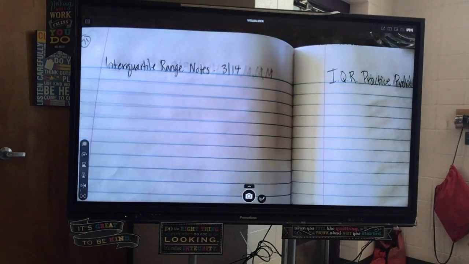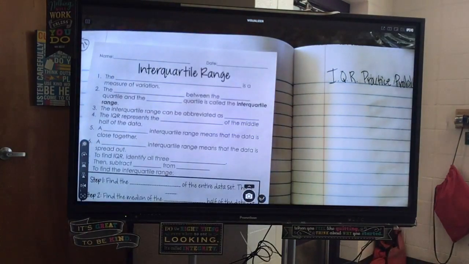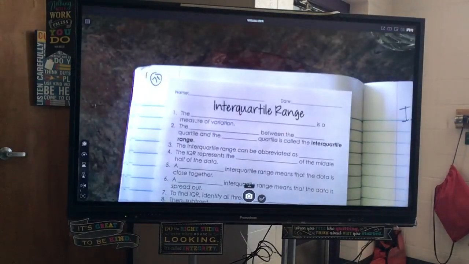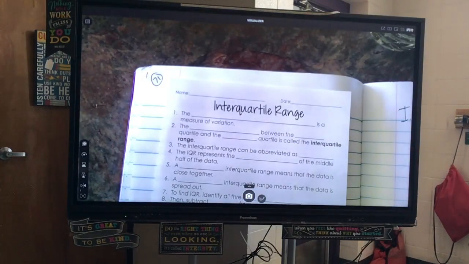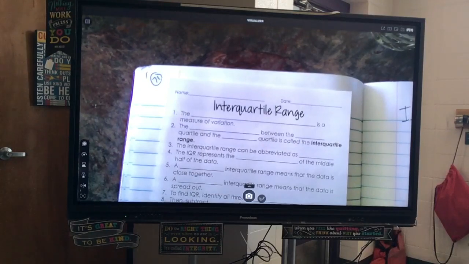Alright, so we're gonna do a quick fill in the blank. We're going to essentially do interquartile range. You are gonna have a practice page. I don't believe I'm gonna let you work in partners, cause it really is not that difficult. It looks like a lot, but it is not. And you have an exit ticket. That's all we're doing today.